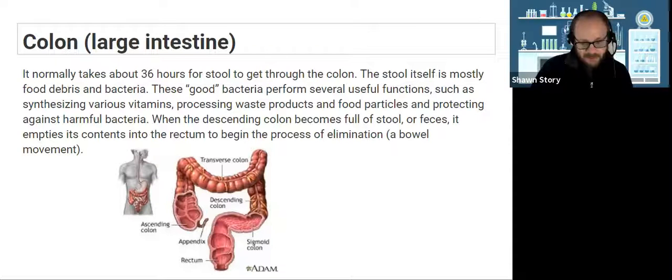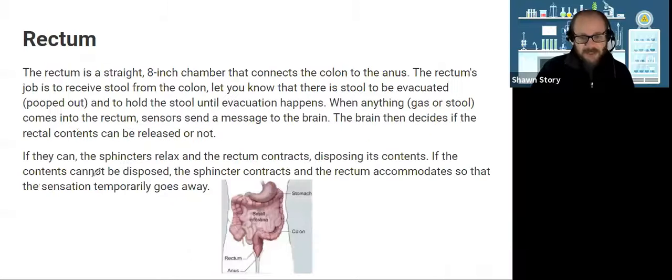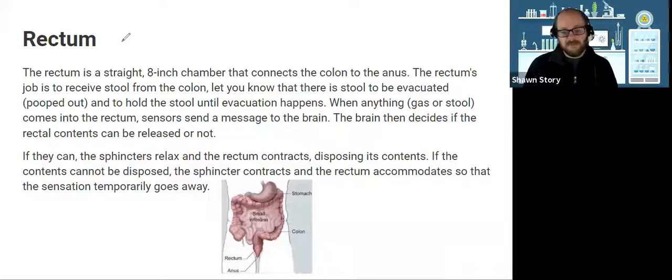All right, moving on. So it's in the colon. We're ready to get rid of all of this stuff, right? Let's get this out of our system. How do we do that? We have two stages. First one is our rectum. Who'd like to read about our rectum? I'll do it. Okay. Rectum.